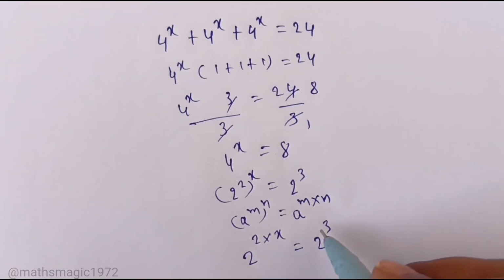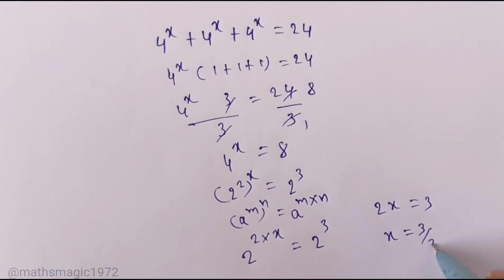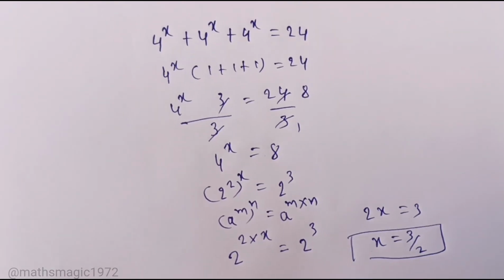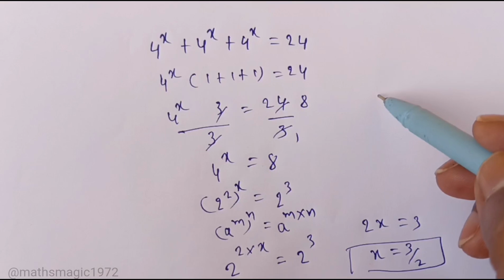Base same, powers different, therefore 2x is equal to 3. x is equal to 3 by 2. You have to verify by putting x is equal to 3 by 2 in the above equation.